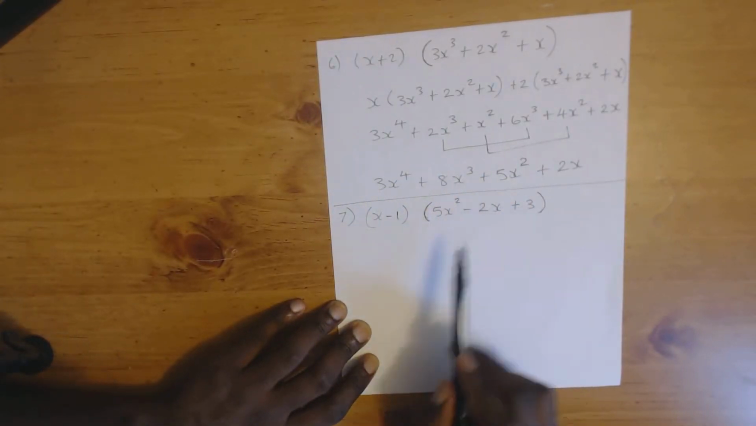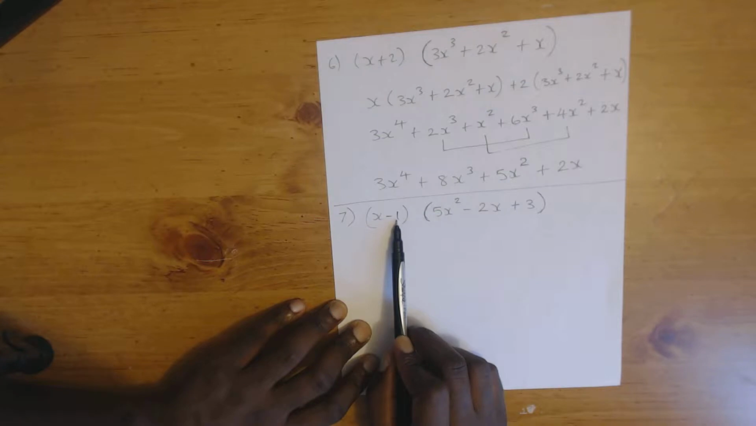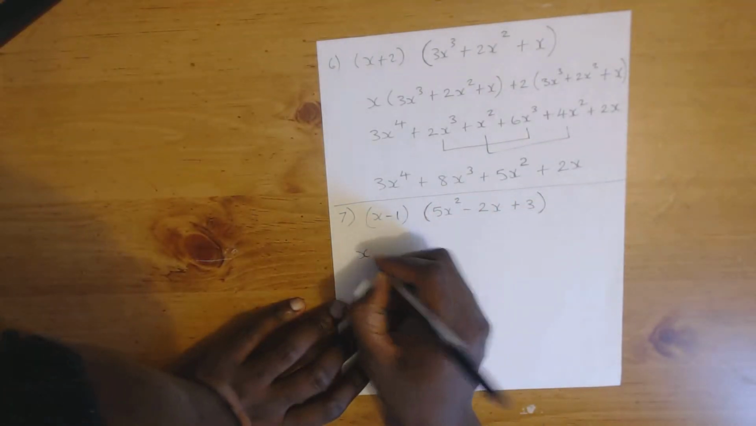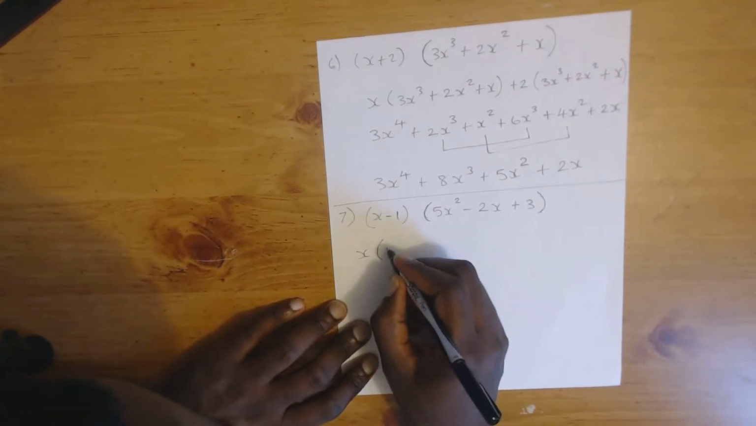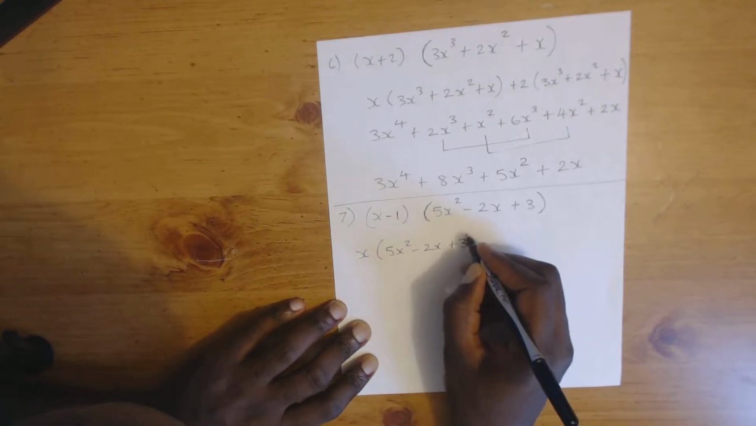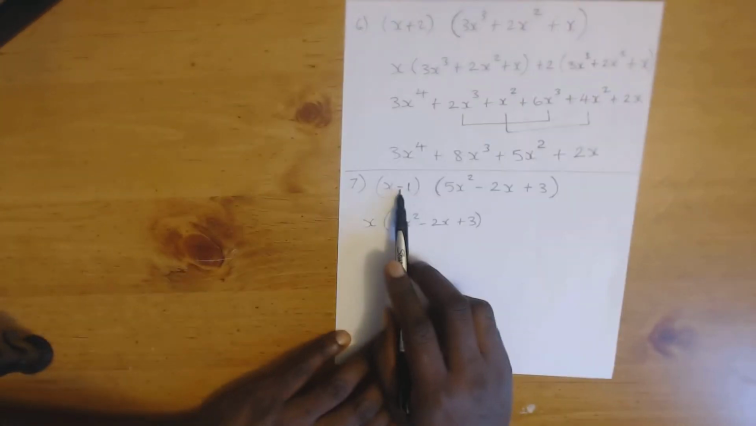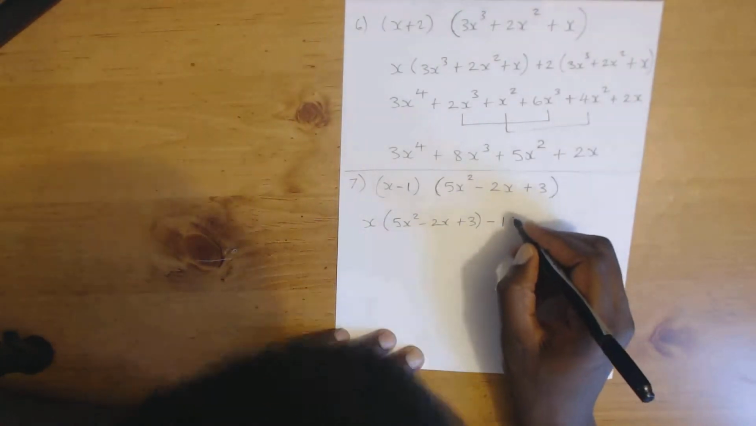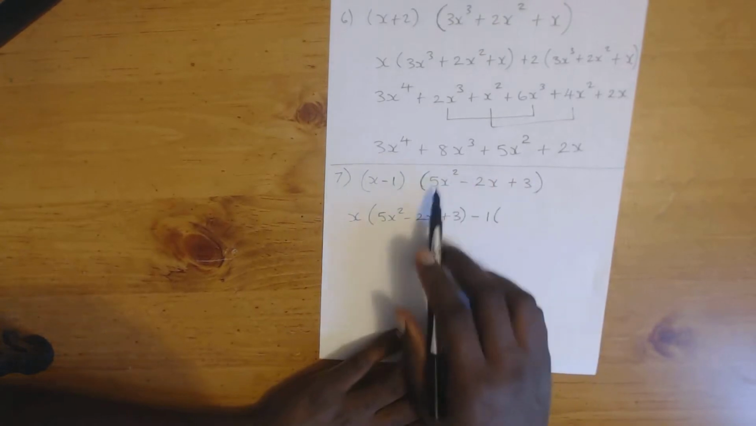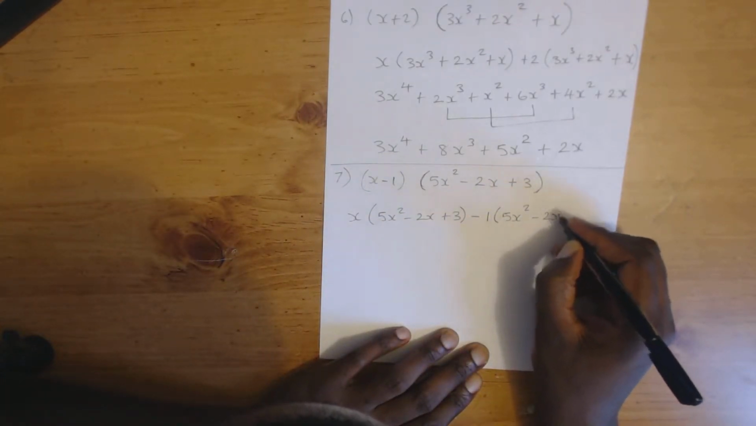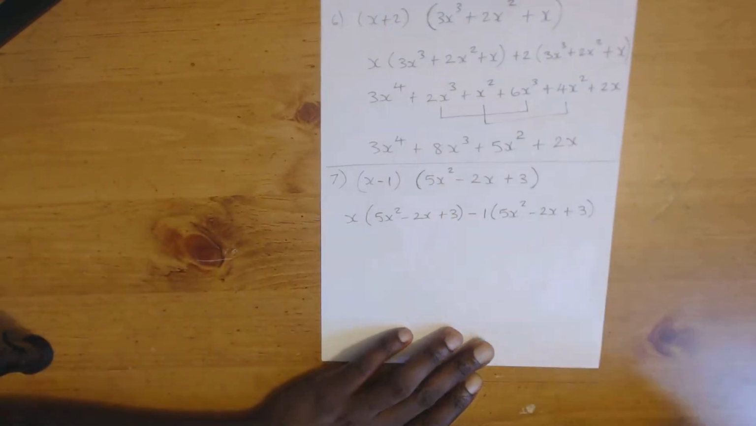We're going to take this x and multiply everything over here, and then we're going to take this minus 1 and multiply everything over here again, okay? So here we go. X into 5x squared minus 2x plus 3, and then it's now minus 1, not plus here again. It's minus 1 into the same thing, 5x squared minus 2x plus 3.